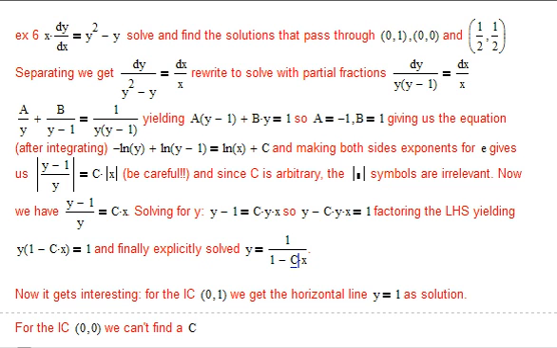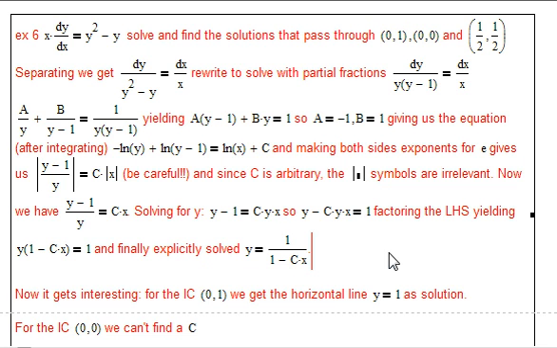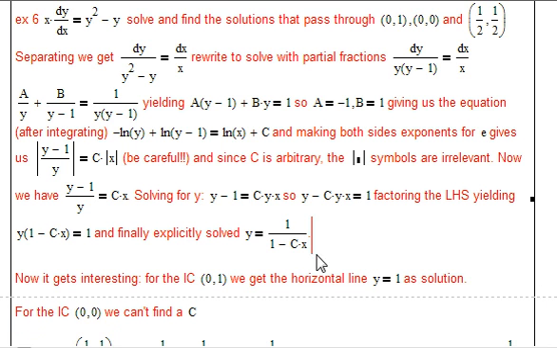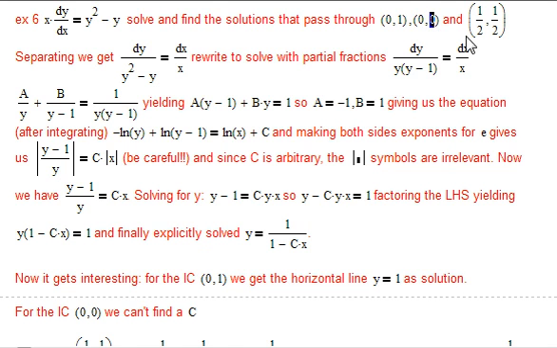But what do we know about this? Well, we know we have some initial conditions. When x equals 0, y equals 1. So put in 0 for x, y equals 1. Doesn't matter what value of C. Oh, that's weird. So that winds up being just the horizontal line, y equals 1, as the solution. For the initial condition x equals 0 and y equals 0, that means 0 equals 1. Impossible.